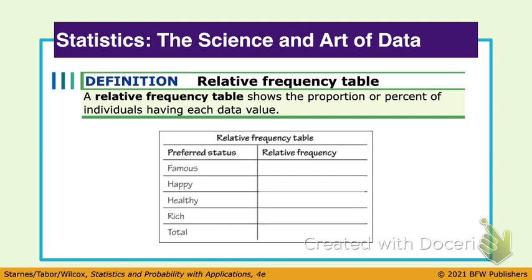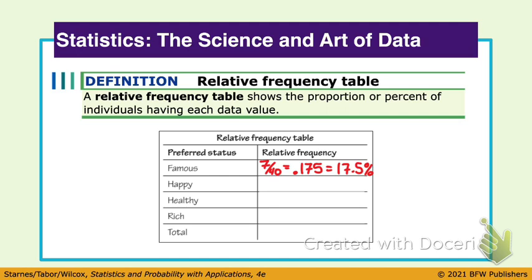So, for example, famous. How do you think we're going to figure out the relative frequency for famous? 7 divided by 40. You got it. 7 divided by 40 is 0.175. That is the proportion. Very common, we will call it a proportion, a decimal. Now, what is 0.175 as a percent? 17.5%. And now you know why some of those questions were on that quiz yesterday.